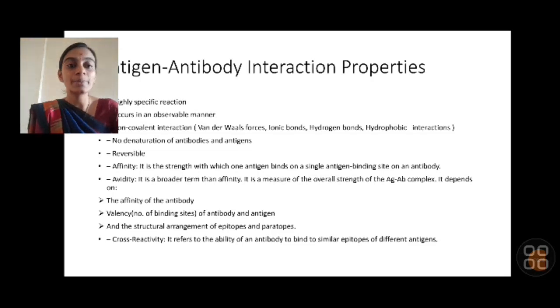The other property is cross-reactivity, and it refers to the ability of an antibody to bind to similar epitopes of different antigens.